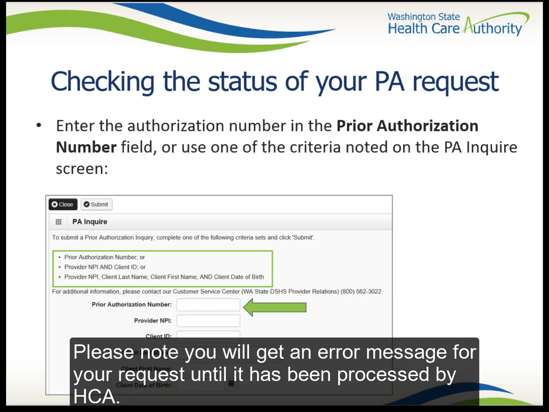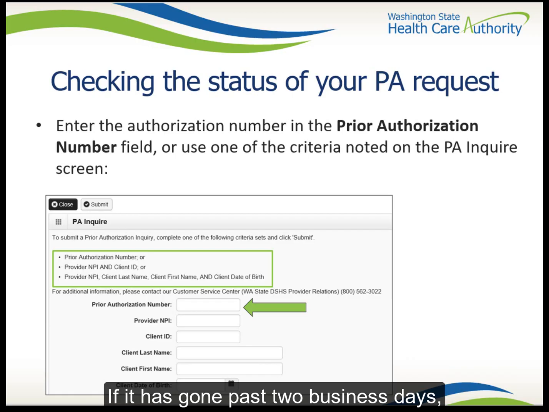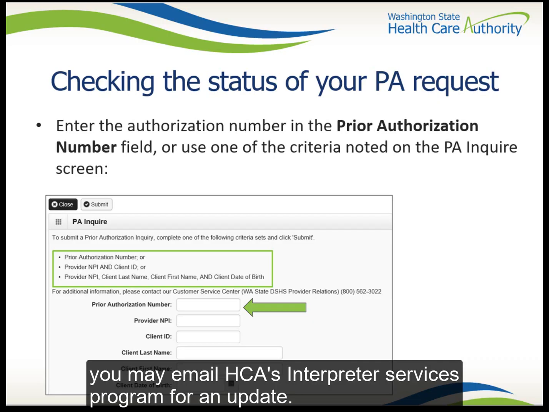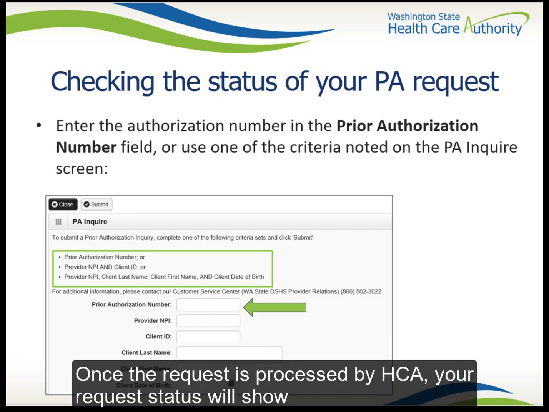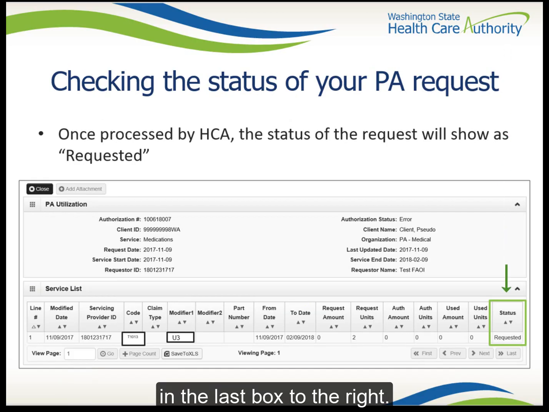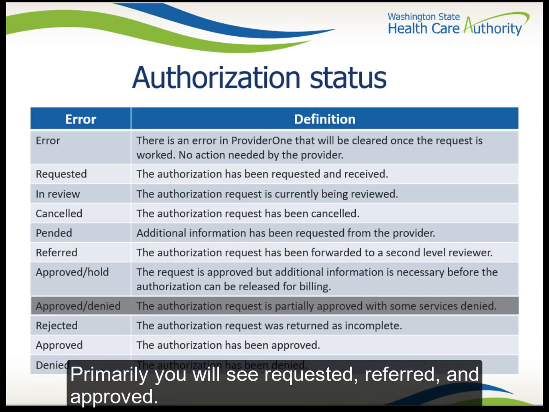Please note you will get an error message for your request until it has been processed by HCA. It takes up to 2 business days for HCA to process a request. If it has gone past 2 business days and you are still unable to see the status of your request, you may email HCA's Interpreter Services Program for an update. Once the request is processed by HCA, your request status will show in the last box to the right. Below is a list of different statuses you may see on your PA and their definitions. Primarily, you will see requested, referred, and approved.